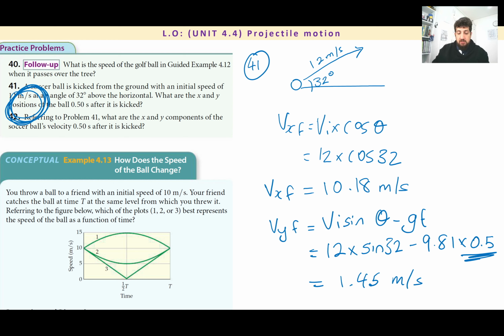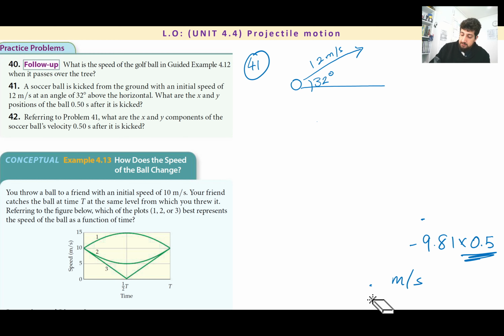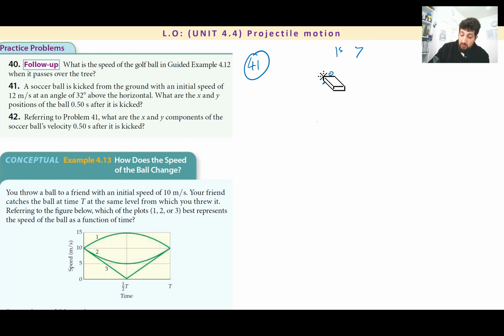Okay, so even teachers can make mistakes. The question's asking for position, not velocity. So we've just worked out the velocity in the x and the y component. Okay, let's work out the position instead. So get rid of all of this. I'm going to leave it in there. I could edit it out, but I'm going to leave it in there because hopefully this is a learning experience for you guys, that it's important to read the question properly so that you don't start working and then make a mistake.